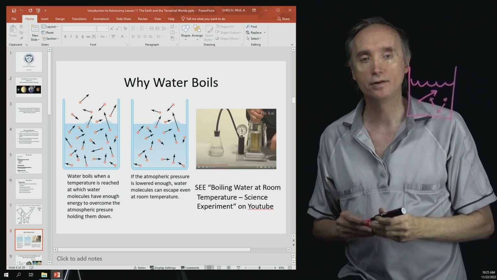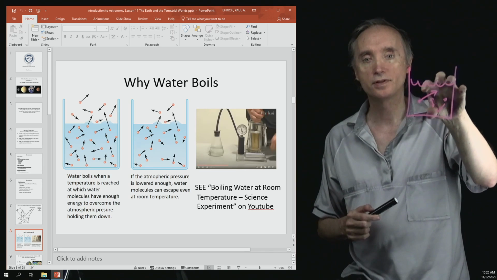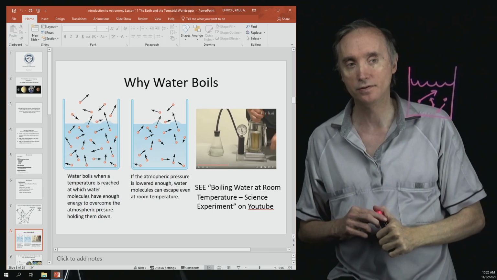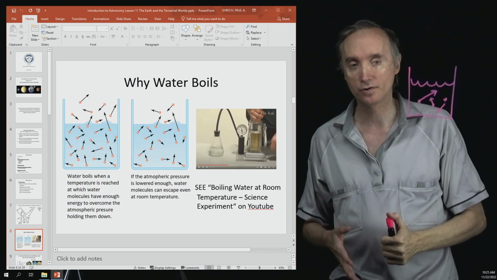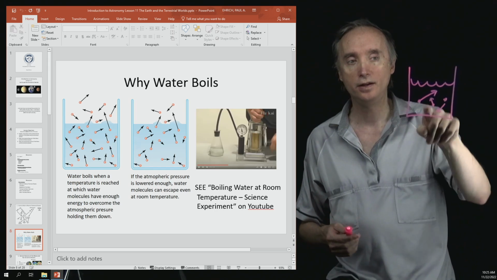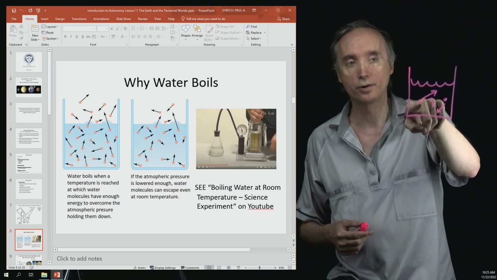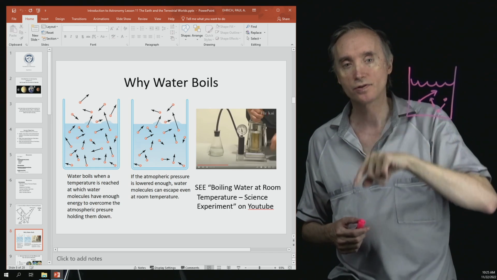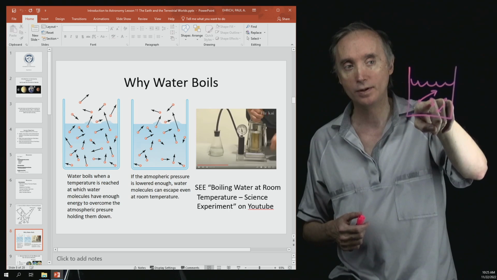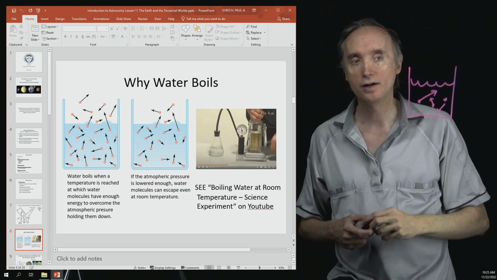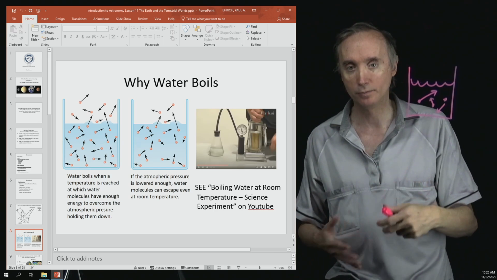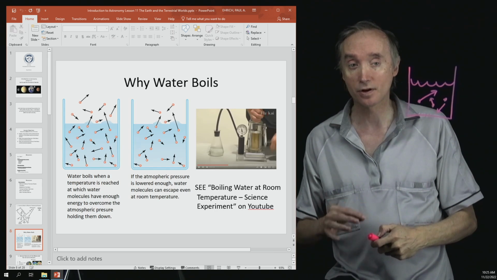Notice that the millions and billions of water molecules all have different speeds, and they're all going in different directions, and they're constantly bumping into each other. If this water molecule bumps into this one, it could change the speed of this molecule, make it go slower, and then maybe this one would speed up. So they're constantly changing speeds and directions as they bump into each other, and it depends on the temperature.